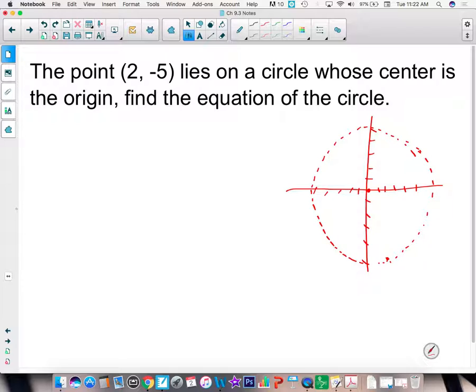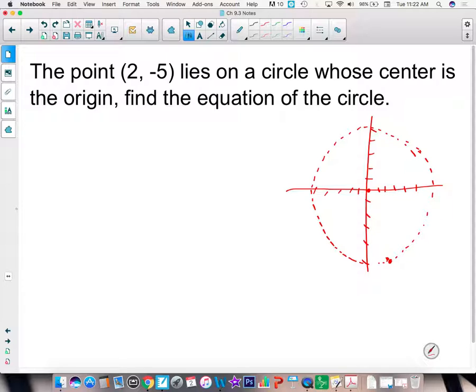And not a perfect circle. Good enough. So this is really what we're trying to find here. We're trying to find the equation of that circle that we don't know. All right, we do know that we got a center of 0, 0, and we have a point on the circle of 2, -5. So that's this point down here, 2, -5. How would I find the equation of the circle?